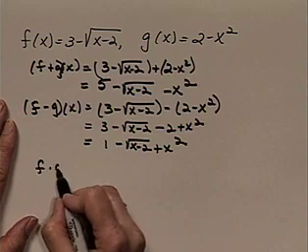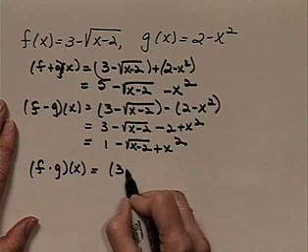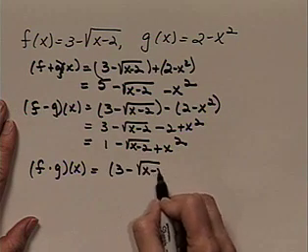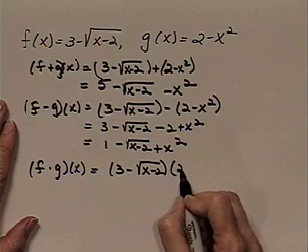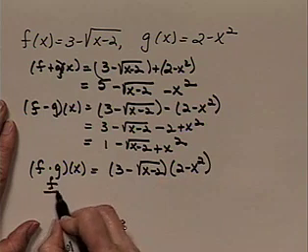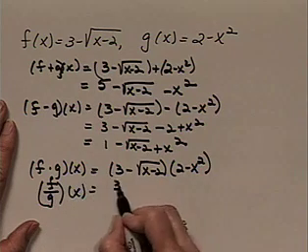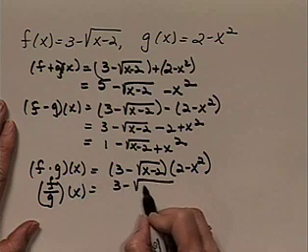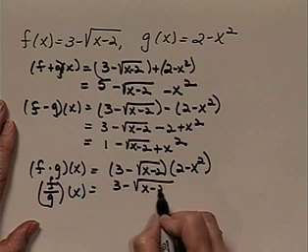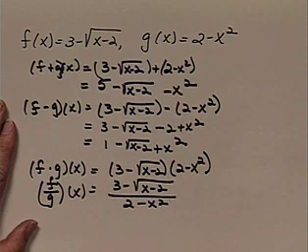F times g of x, we have 3 minus the square root of x minus 2 times 2 minus x squared. And f divided by g of x, we have a quotient with 3 minus the square root of x minus 2 in the numerator over 2 minus x squared.